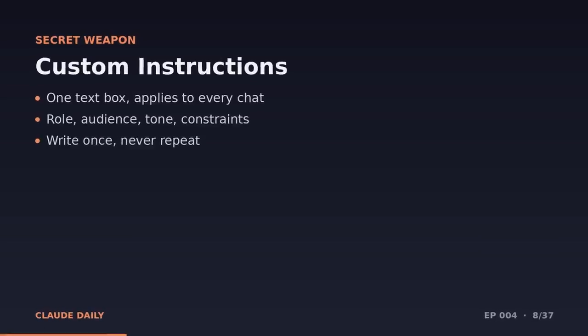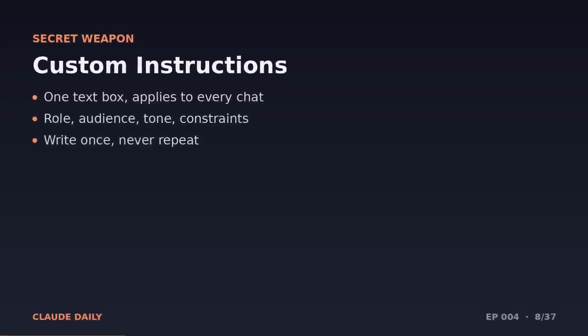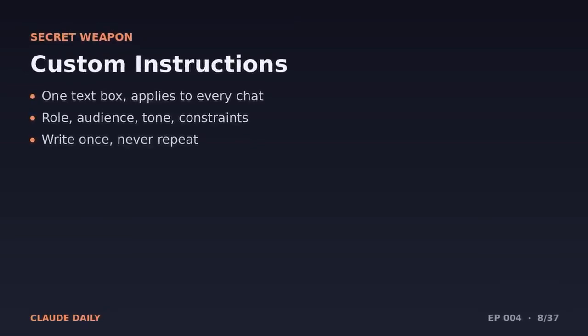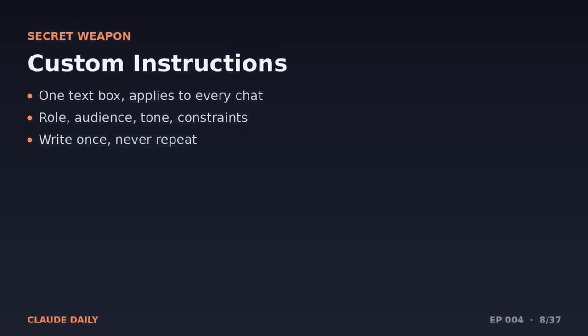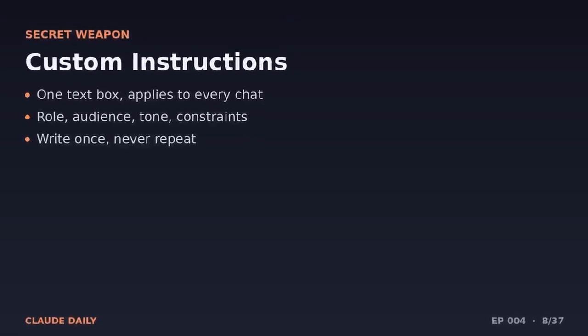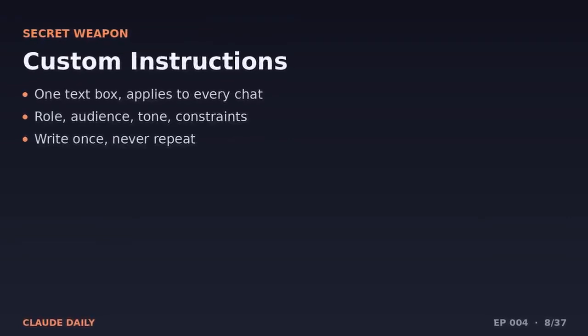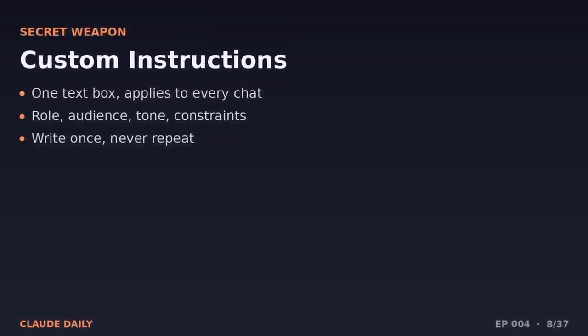Now the secret weapon, custom instructions. This is a text box where you tell Claude how to behave in every chat inside this project. Your role, your audience, your tone, your constraints. Write it once, and you never repeat yourself again.